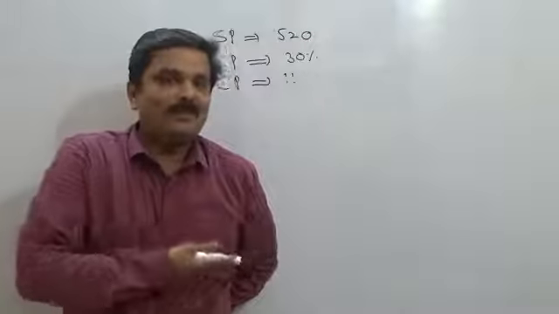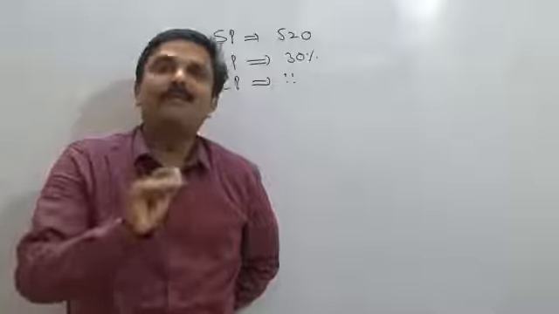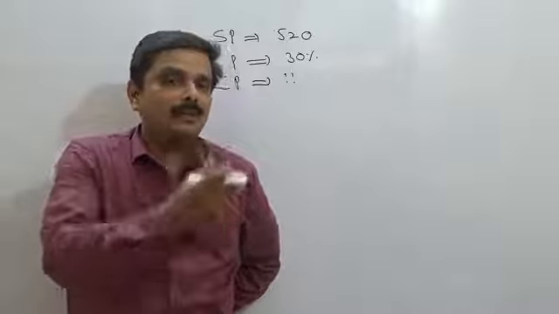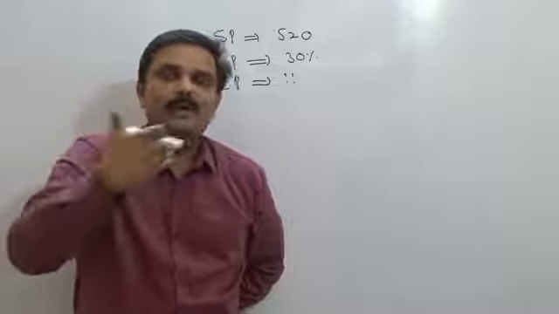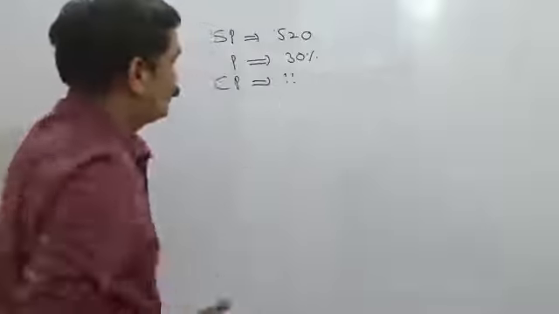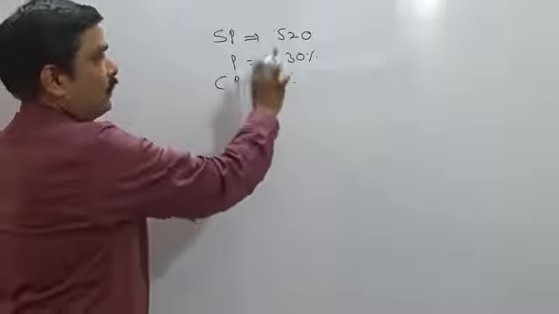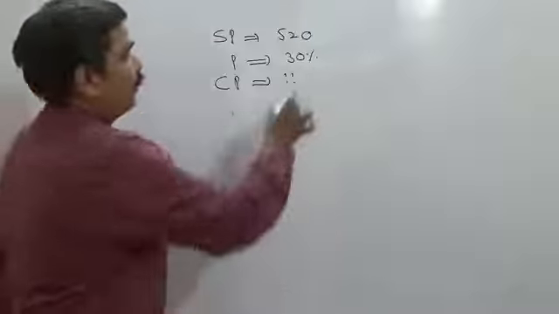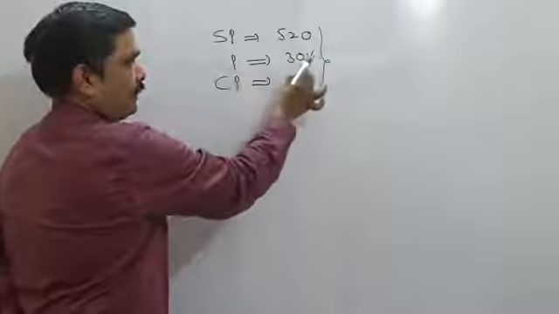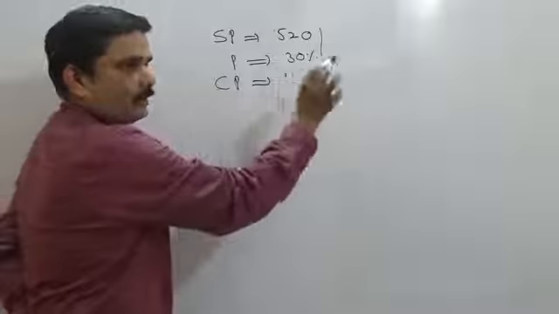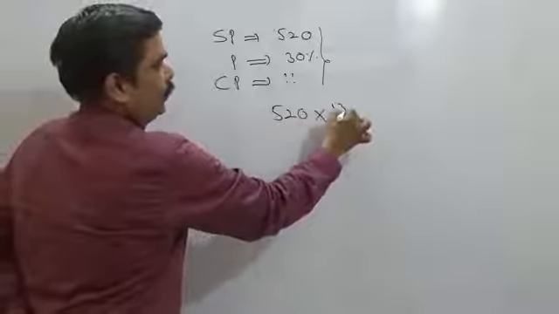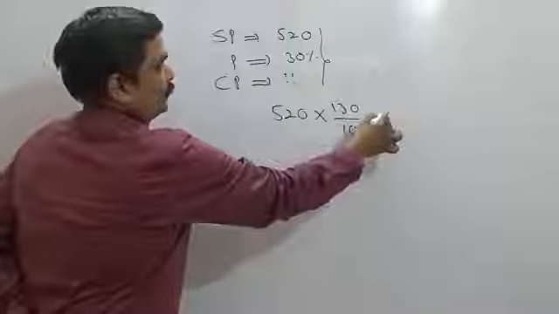Now there are formulae for this one, but I won't suggest the formulae. Directly we will do the question with the unitary method, so that in most cases any critical question can be solved with the help of the unitary method. Now how to go for this with the unitary method? One thing is very important. Don't make the mistake of doing it this way: selling price is 520, profit is 30%, what is the cost price? 520 into 130 by 100. This is wrong.